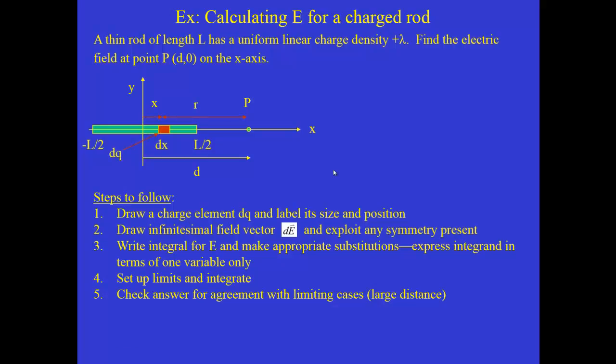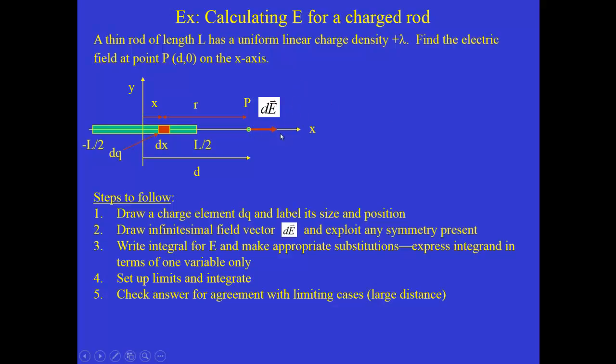So the first step, draw in a charge element dq, this little red element you can see, and label its size and position. So it's got a thickness dx, because that's the differential length along the x direction. It's got a position x, measured from the origin, and the distance r, which is going to be in our expression for the electric field, is the distance from the charged element to the point where we're trying to find the field.